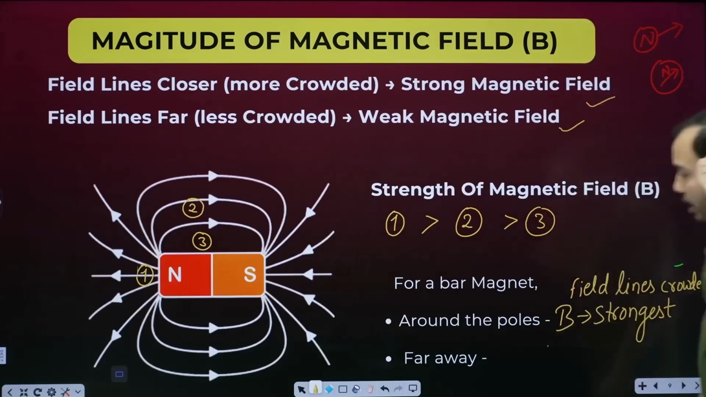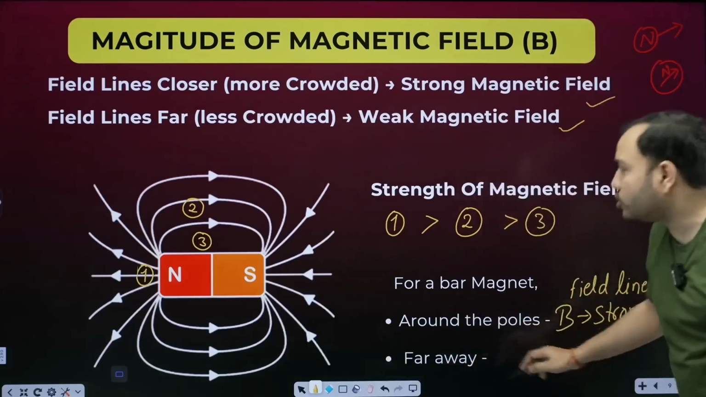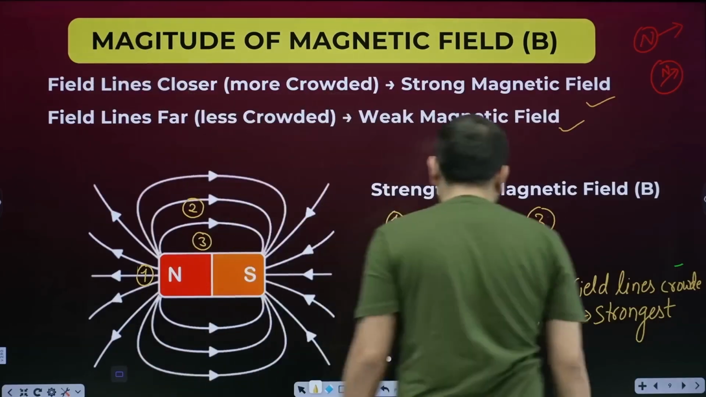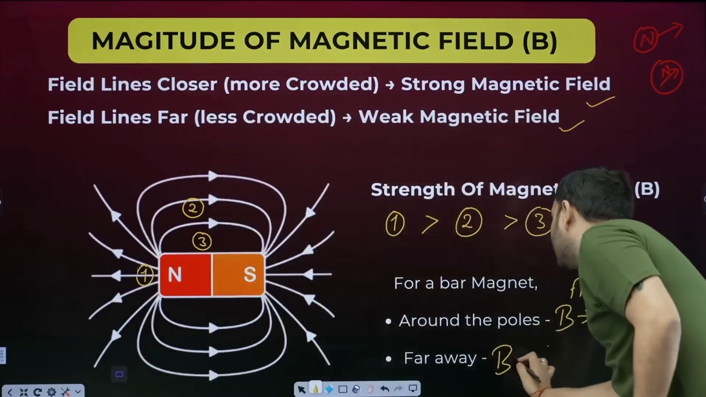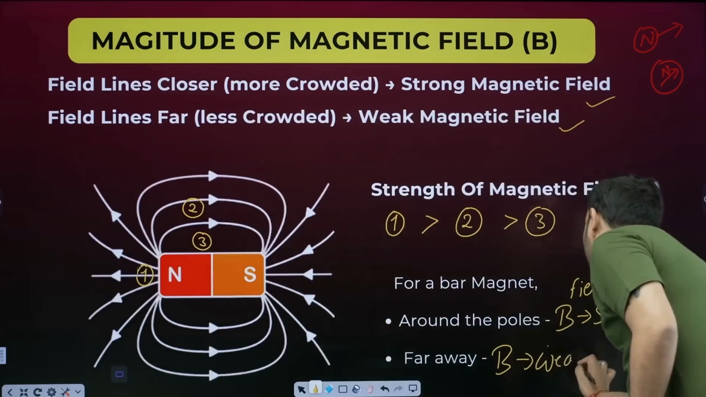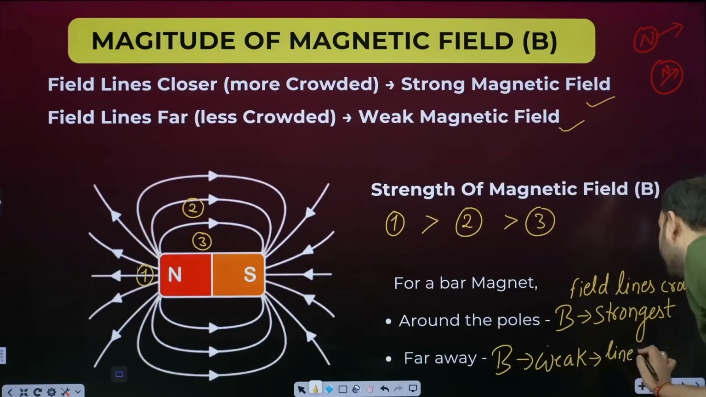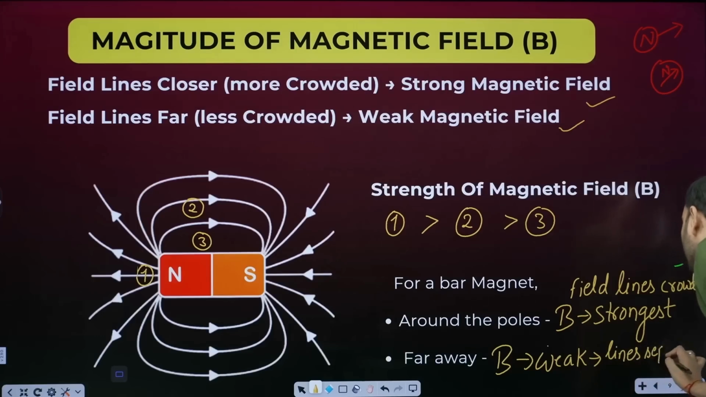And far away, if I go far away, look, what is happening to the field lines? They are getting further apart. So if we go far, the magnetic field will become weak. Because the field lines have separated. They have gone very far.